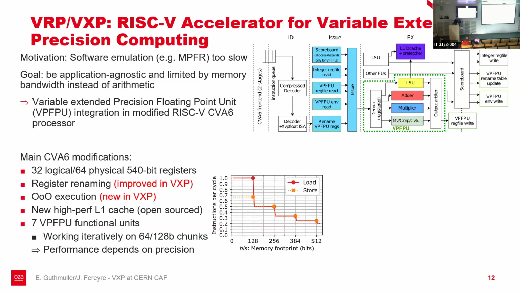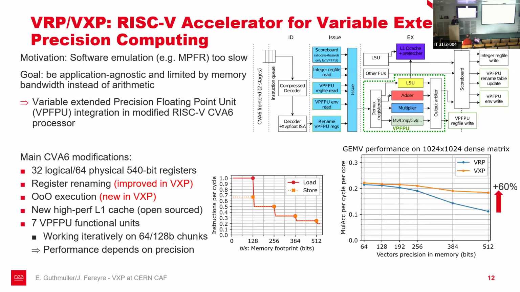For example, here is load store performance, the throughput in terms of instructions per cycle. You see it decreases by steps of 128 bits up to 512 bits. And if we look a little bit higher at the GEMV performance, so BLAS dense matrix vector multiplication, you see the decrease in performance when you increase precision. But with the VXP, we have worked a lot on this, and actually the reduction is much lower in this case.